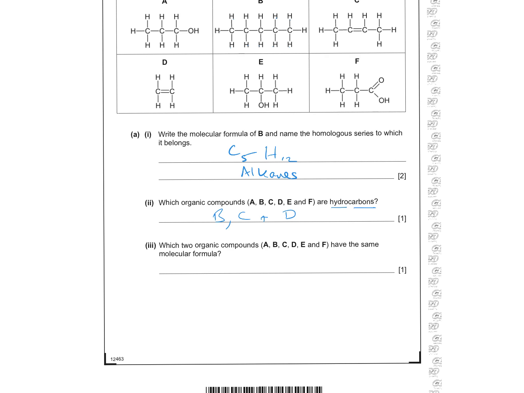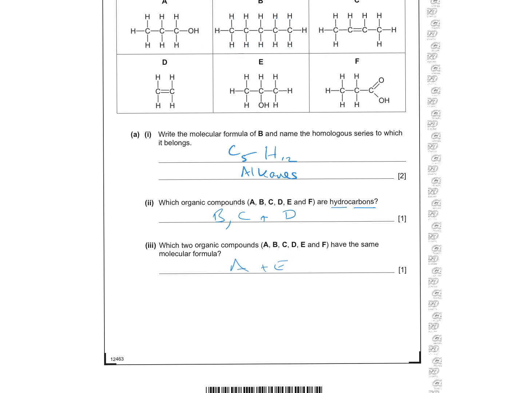Which two compounds have the same molecular formula? So we're going to have the same number of carbons and the same number of hydrogens. If you have a look at A, you'll see there are 3 carbons, and E also has 3 carbons. A has 3, 4, 5, 6, 7, 8 hydrogens. Again, 3, 4, 5, 6, 7, 8 hydrogens, an oxygen and an oxygen. So these two, A and D, have the same molecular formula.